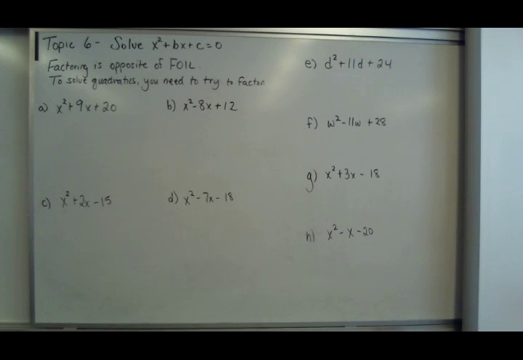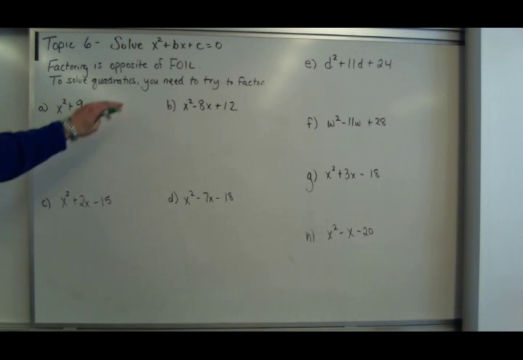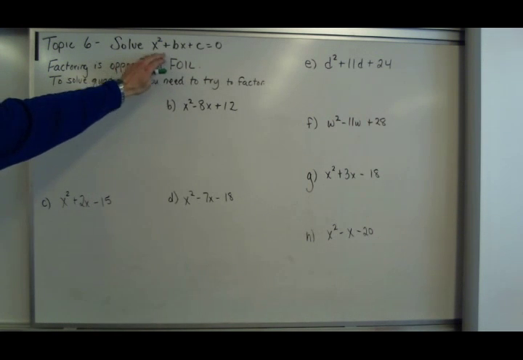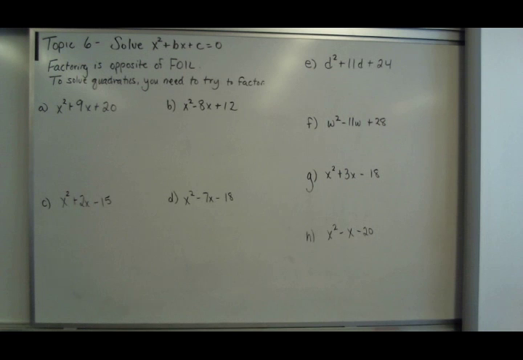Hey, welcome back, everyone. So today we're going to look at topic 6. Topic 6 is solving x squared plus bx plus c equals 0. Now this is a quadratic equation, and we're going to solve that using factoring.